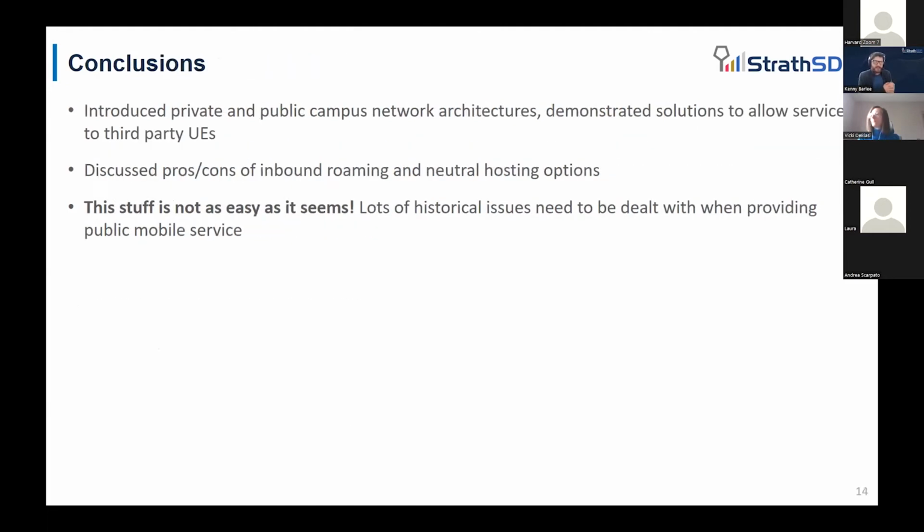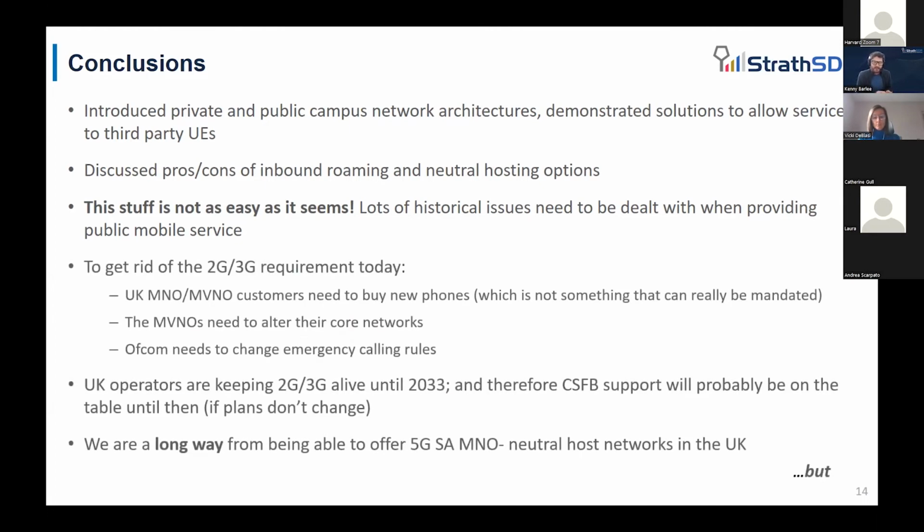So in this set of slides, I've introduced public-private campus network architectures, demonstrated the different solutions that allow service to the third-party UEs, and discussed the pros and cons of the two options. And the main takeaway is this stuff is not as easy as it seems. There are a lot of historical problems that need to be dealt with. To get rid of that 2G, 3G requirement today, people will need to get new phones, which is not something that can be enforced upon people.